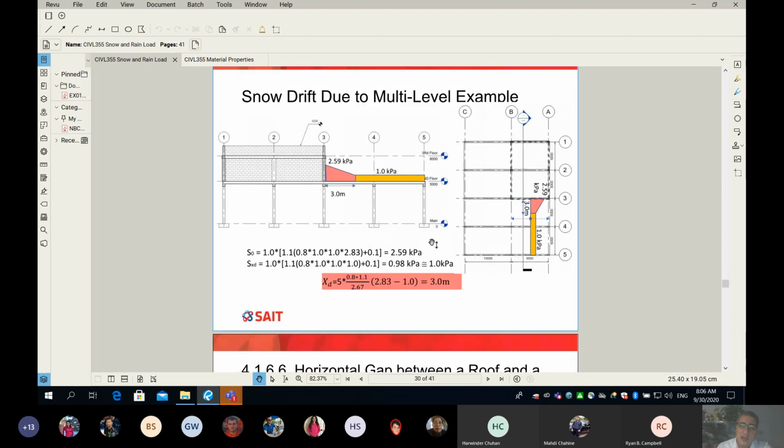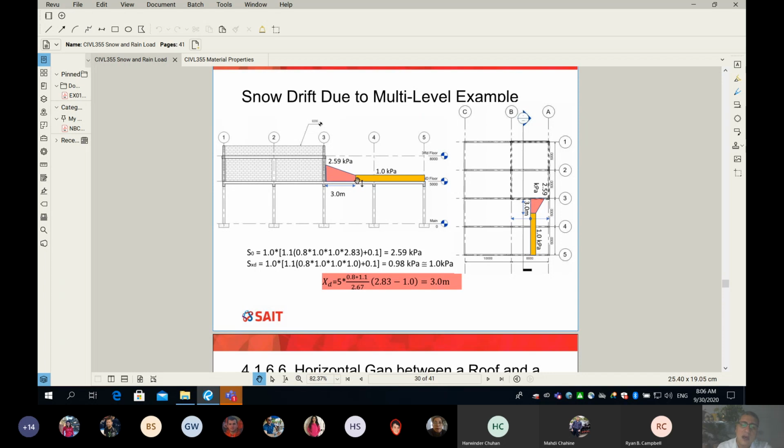Here we go. You can see on my slide here, I have two numbers, S of 0, which is the snow load intensity at 0 distance from the high roof. And you can see really what you need to do is use the snow equation. However, use C of 0 equal 2.83. We get 2.59. Look up my diagram. So the load intensity next to the high roof is 2.59.